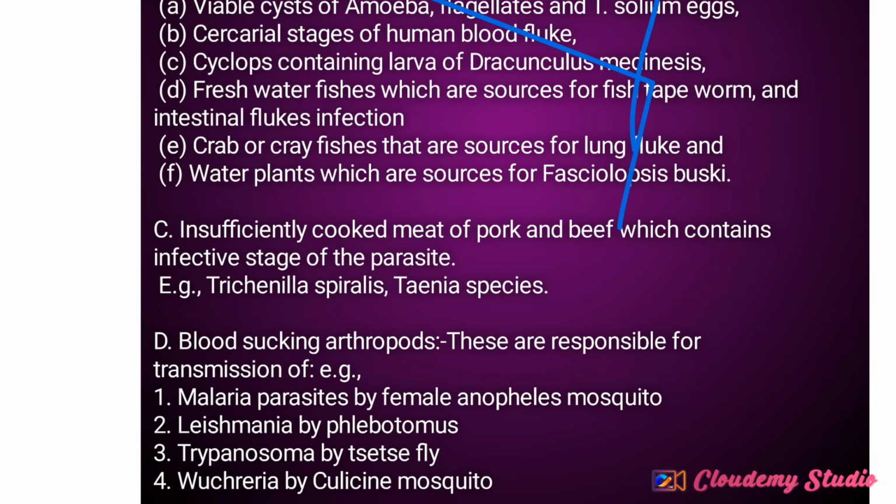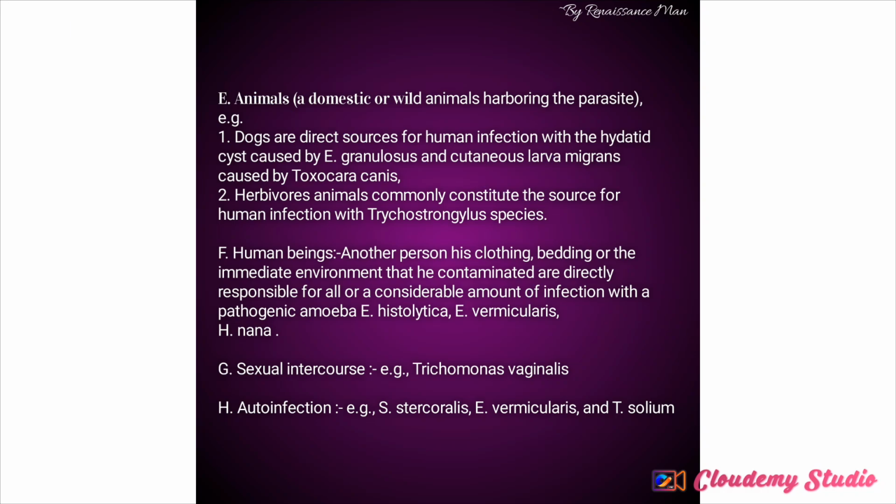Now, moving to the next one, you can also be exposed through animals, like I said with zoonosis, dogs, herbivores, and other animals like that. You can be exposed to parasitic infection through them. Also, human beings are responsible for transmission of parasites, like through kissing. You can contract a particular parasite known as Trichomonas tenax or Entamoeba histolytica or Enterobius vermicularis and other ones like that from them. Through sexual intercourse, Trichomonas vaginalis can be contracted.